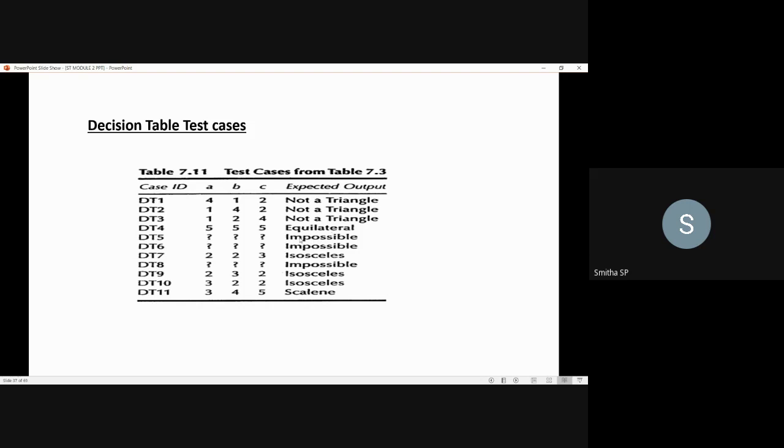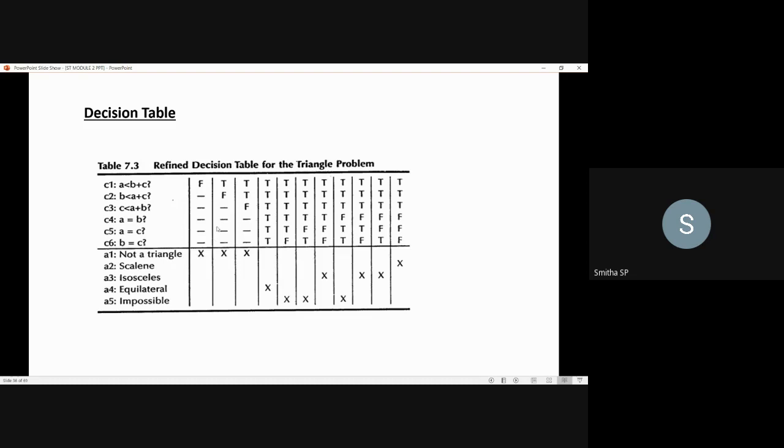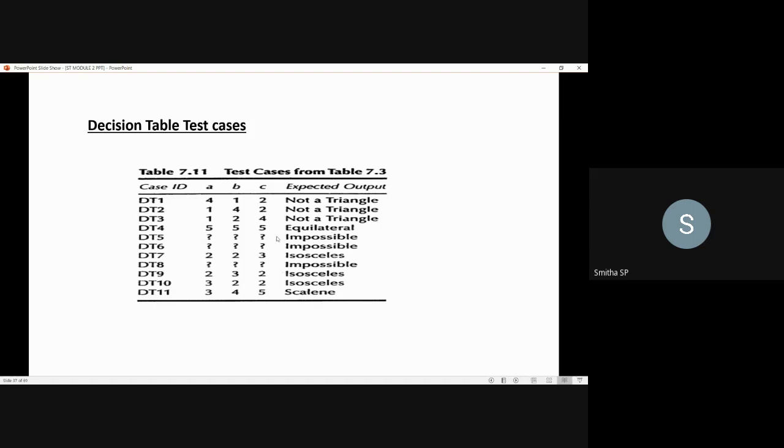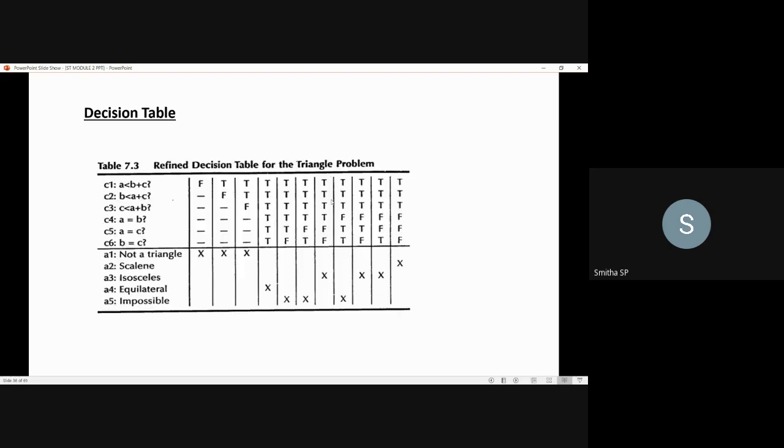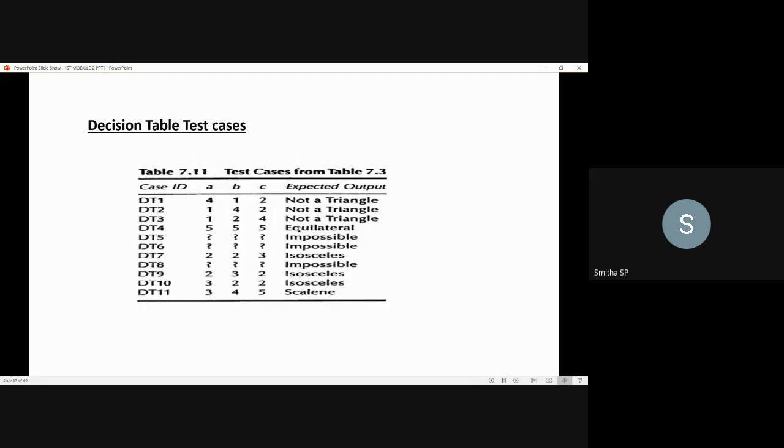So you know that in the impossible case, you can't give the sides. As they have mentioned in the condition, you can't have that scenario at all. Okay, so that's why we have represented it with a question mark. Okay, so likewise, by looking into the decision table, you have to derive the test cases. So this is about decision table based testing.